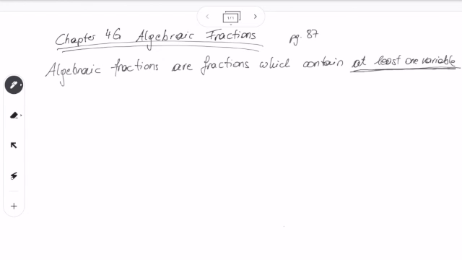For that reason, I have put a Delta Math revision on fractions for you. So if you think that you might need a bit of a revision for fractions, go there and do that. But let's look at an algebraic fraction now.